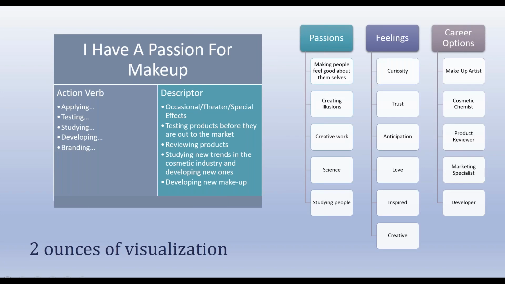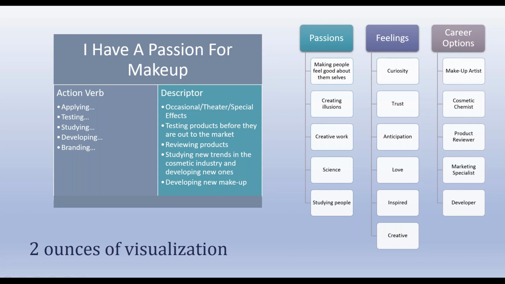So, for example, I could say I have a passion for makeup, right? The action verbs for having that passion would be applying it, testing it, studying it, developing it, branding it. And what are some of the careers I could choose in the makeup industry? It could be theater makeup, special effects, testing products before they are out on the market, reviewing the products, studying new trends in the cosmetic industry and developing new makeup.